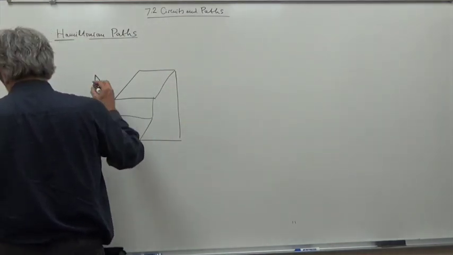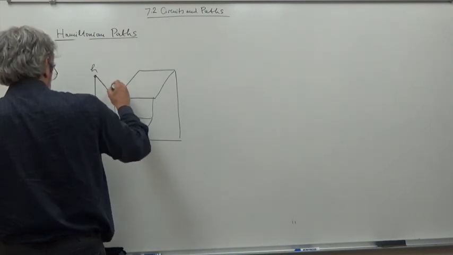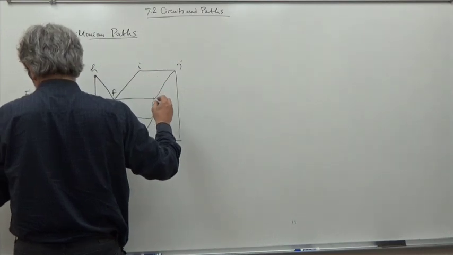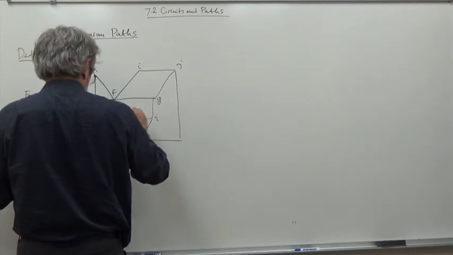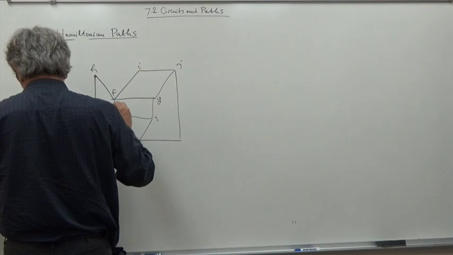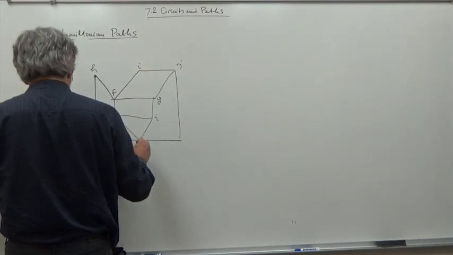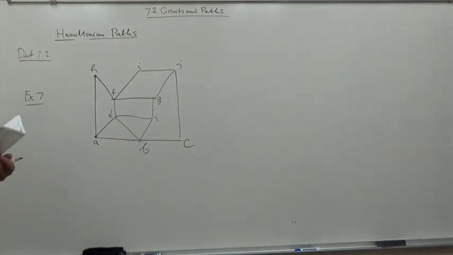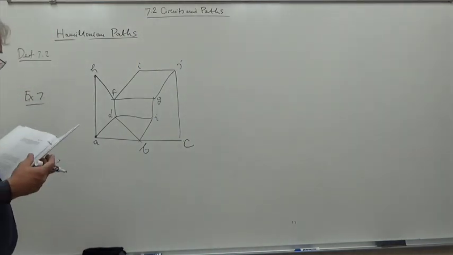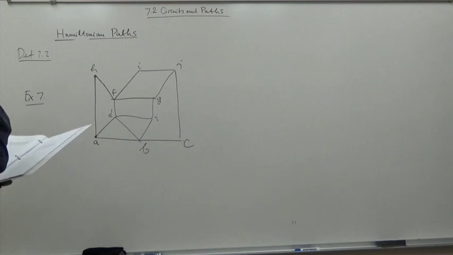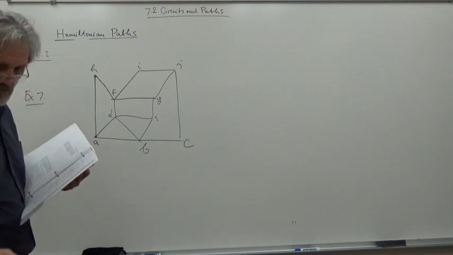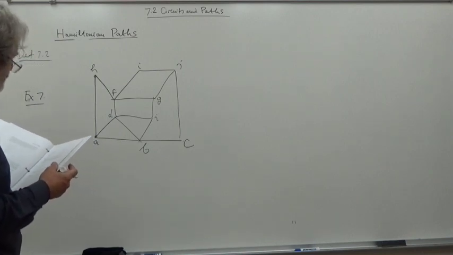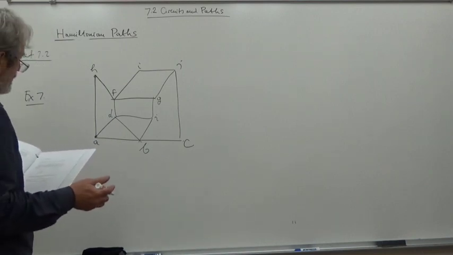So here is A, H, F, I, J, G, I, D, F, this is B, and this is C. So generally, in this one, the question is, can we make a Hamiltonian path? And be careful when you run upon a Hamiltonian path.